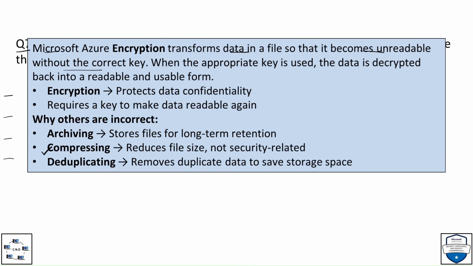So Microsoft Azure encryption transforms data in a file so that it becomes unreadable without the correct key. When the appropriate key is used, the data is decrypted back into readable and usable form. Encryption protects data confidentiality and it requires a key to make the data readable again. So the opposite of encryption is decryption. So why are the other options incorrect? Archiving stores files for long-term retention, compressing reduces file size and is not security related, and deduplicating removes duplicate data to save storage space.